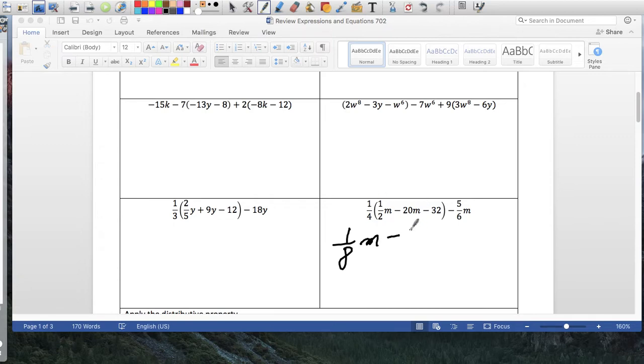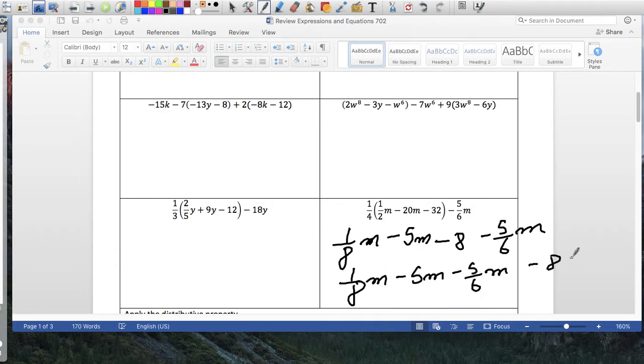Okay. So again, next one, 1/4 times 1/2 is 1/8 m. Minus 1/4 times 20 is 5m. 1/4 times negative 32, it's going to be negative, 1/4 times 32 is 8. And then minus 5/6m. I can combine some like terms, so let me put them next to each other. Minus 5m, minus 5/6m, minus 8.